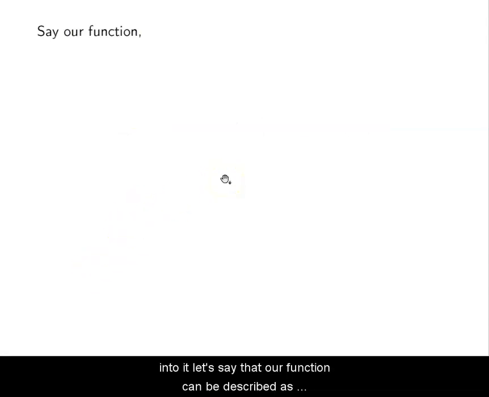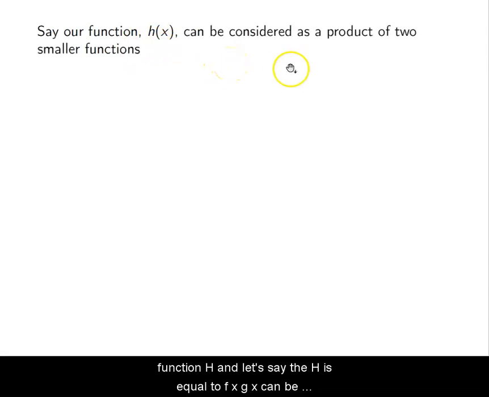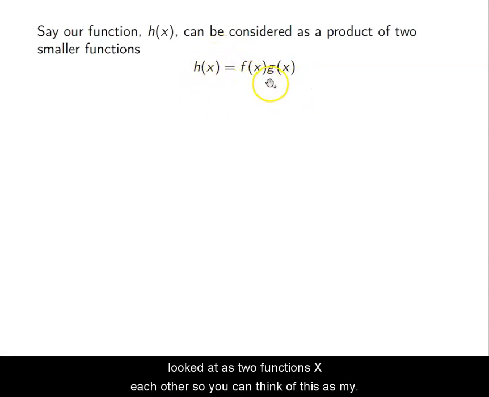Let's say that our function can be described as the product of two other functions. Let's call our function h, and let's say that h is equal to f times g, where f and g are two separate functions. So my function can be looked at as two functions times each other.